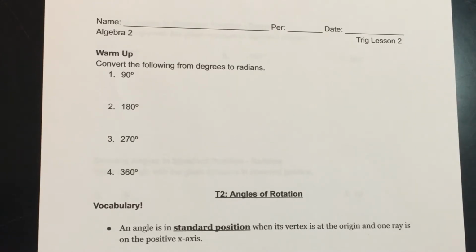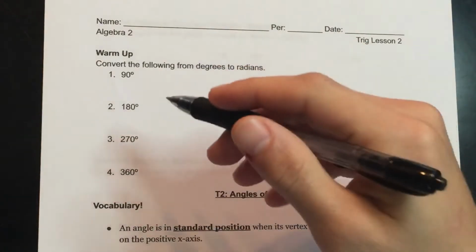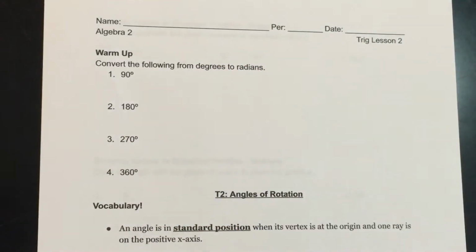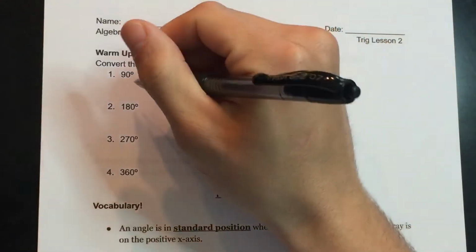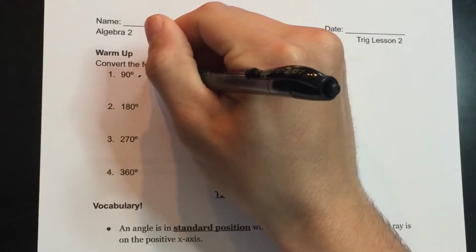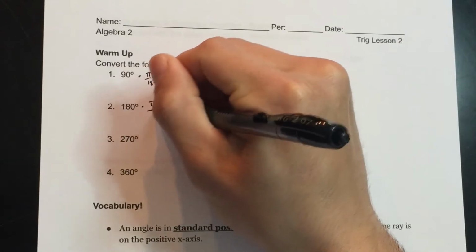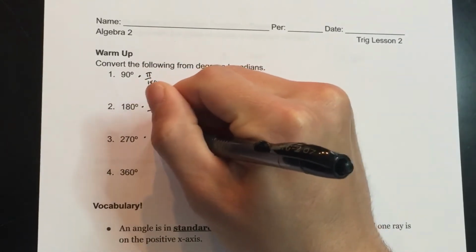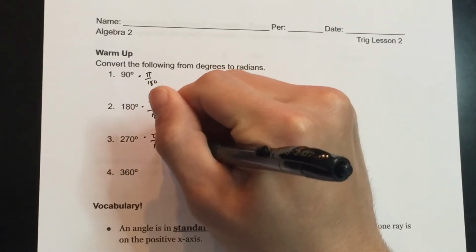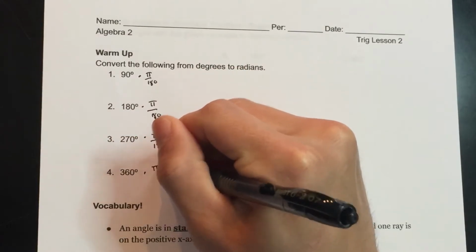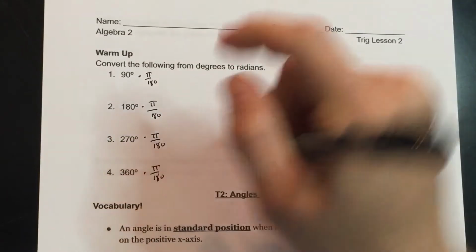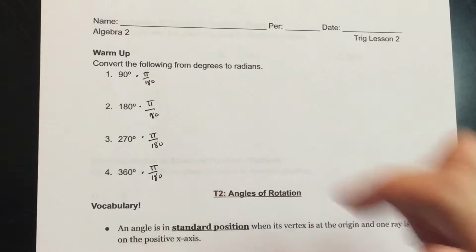Well, these four degrees are very important: 90, 180, 270, 360. We'll show it in a second. They're very important angles to know for the coordinate plane. To convert to radians, we're going to do the same thing for all of them. We're going to multiply by pi over 180. That's always how we convert from degrees into radians. When we want to go from radians into degrees, that little conversion factor is flipped.